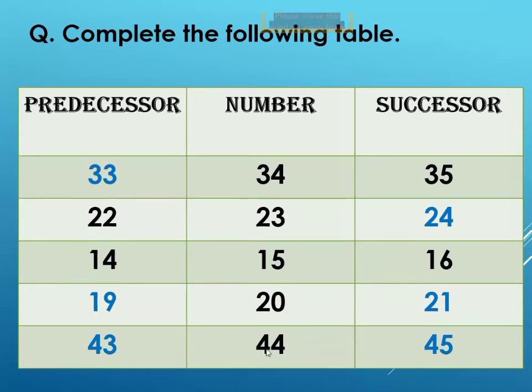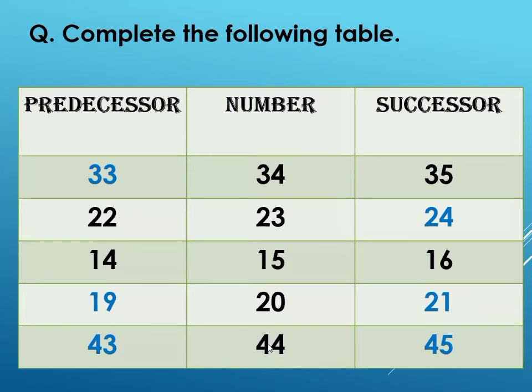Okay, now we have number 44. Now tell me on the chat box what is the predecessor and what is the successor of number 44. What will we do to find the predecessor or successor number? First, we find the predecessor number. To find the predecessor number, we minus 1 from the given number.